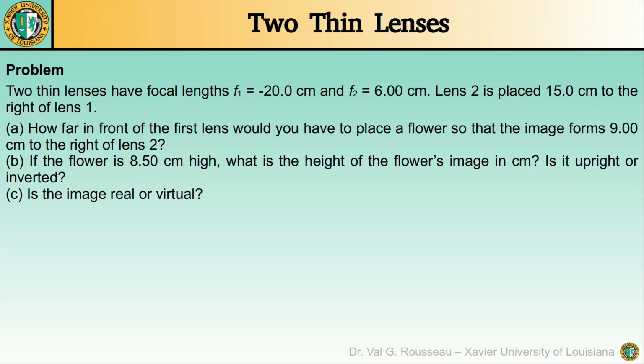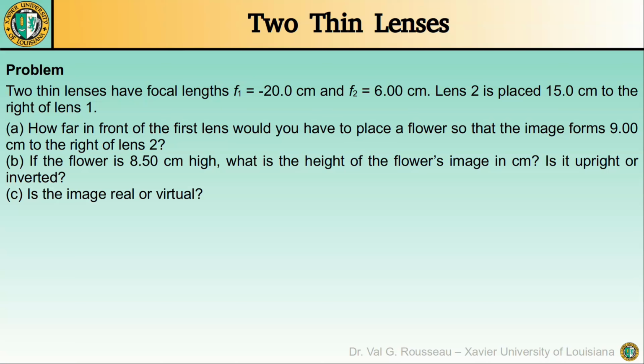In this video, we are going to learn how to solve a geometric optics problem involving two lenses. The first lens has a focal length of negative 20 centimeters and the second one has a focal length of 6 centimeters. Lens 2 is placed 15 centimeters to the right of lens 1.